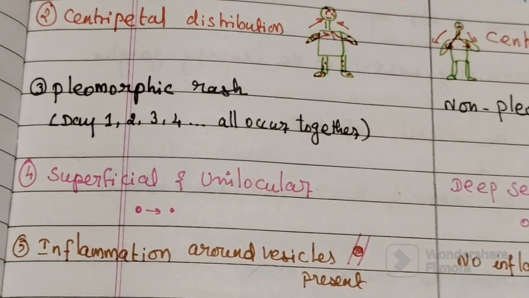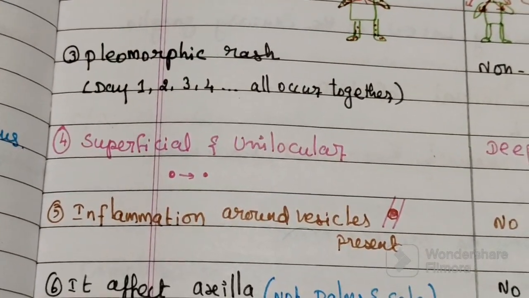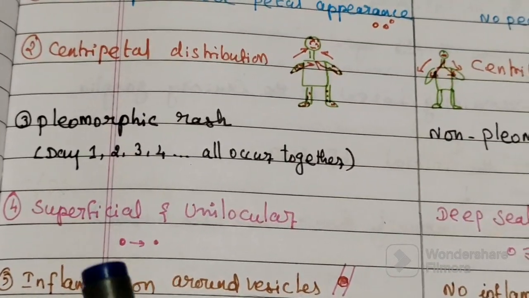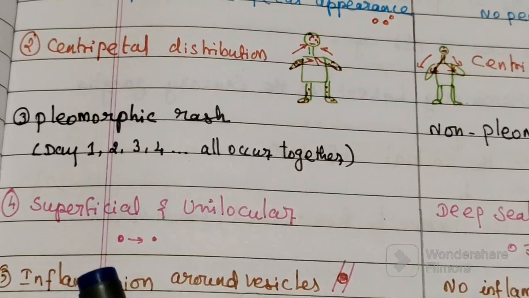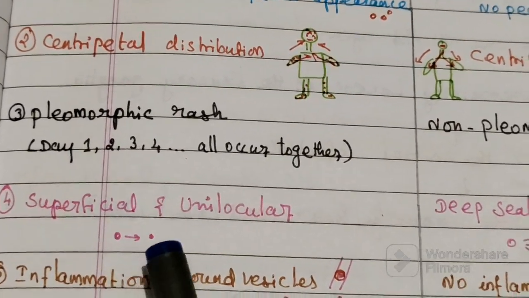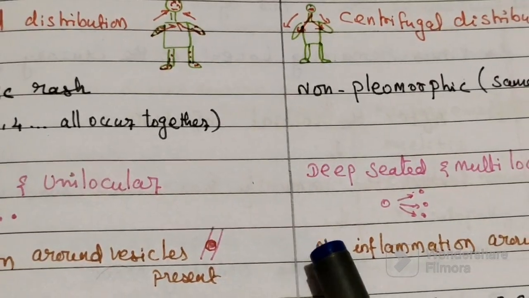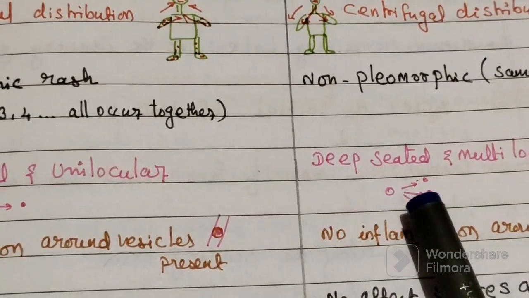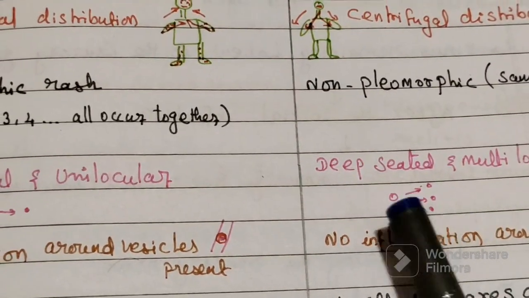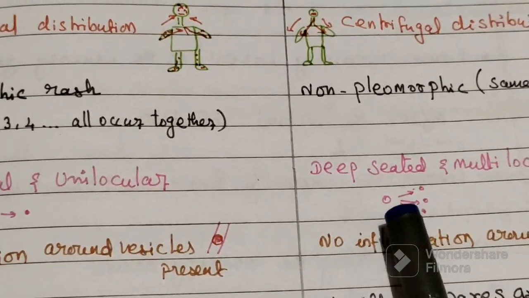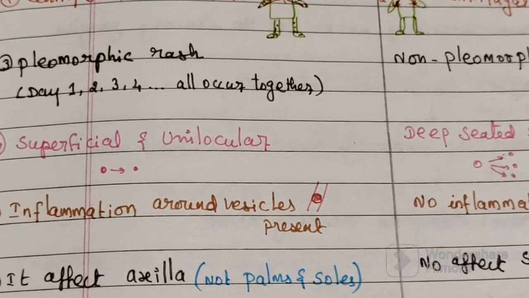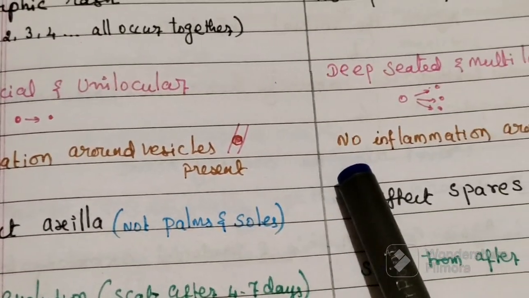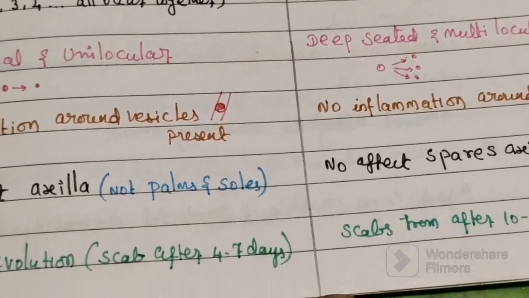Then this one, chickenpox, is superficial and unilocular. If you burst that vesicle, it is unilocular. In the other, if you burst the small box, it is multilocular. Around the vesicle there is inflammation. Around the vesicles it forms inflammation. This one has no inflammation around the vesicle.